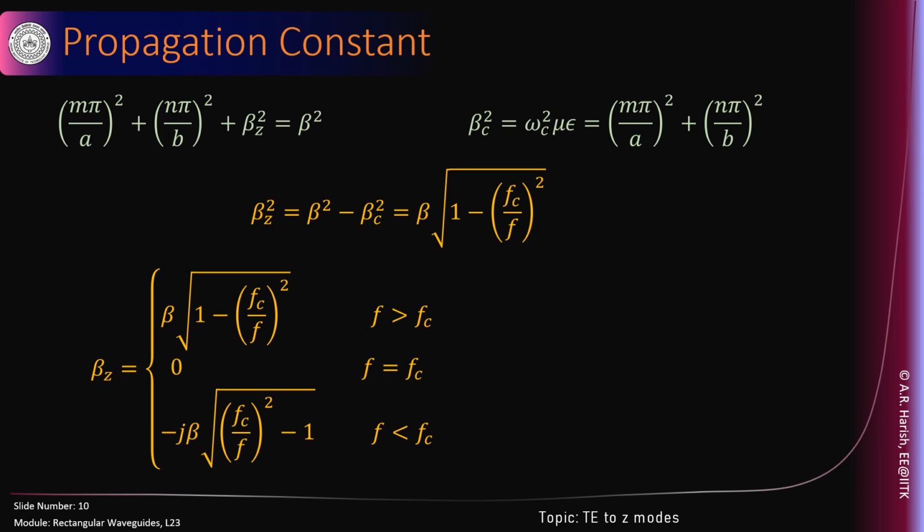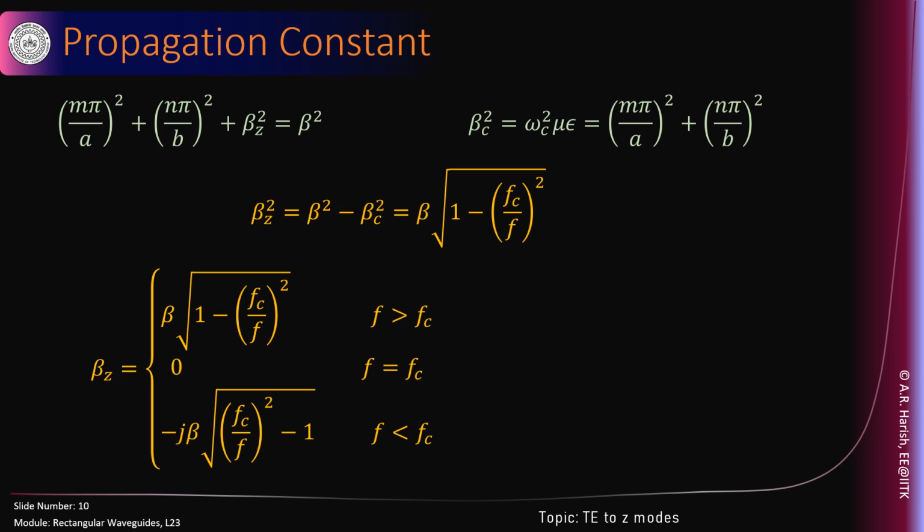So we can write beta z as beta times square root of 1 minus (fc by f) whole square when f is greater than fc. When f is equal to fc, beta z is 0. There is no propagation. It is cut off. When f is less than fc, beta z becomes purely imaginary.